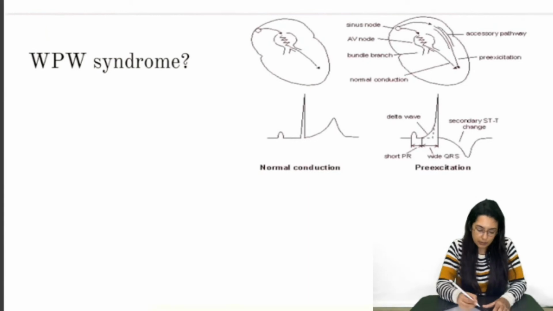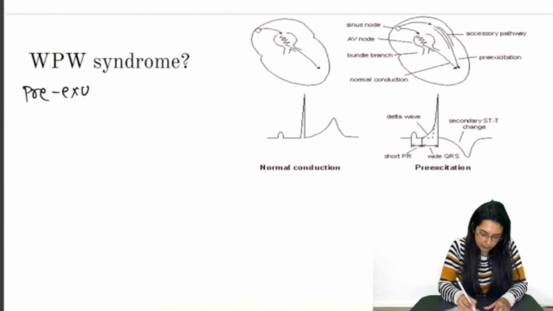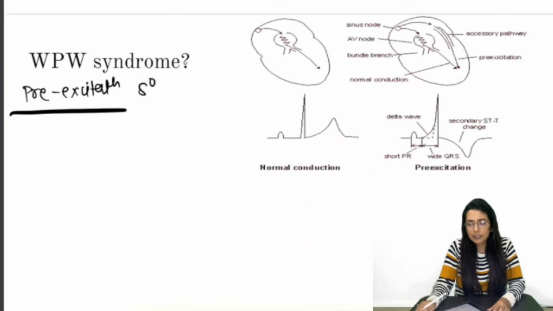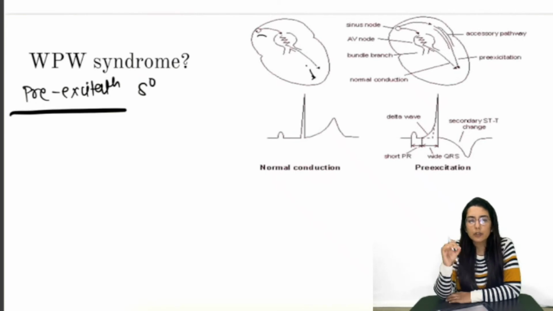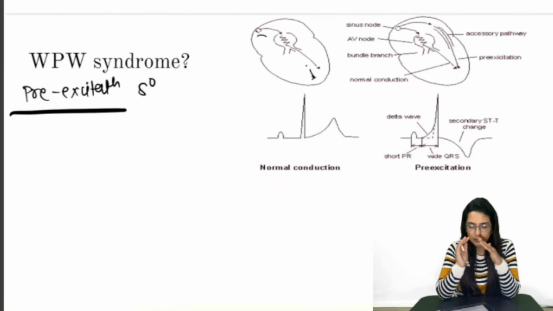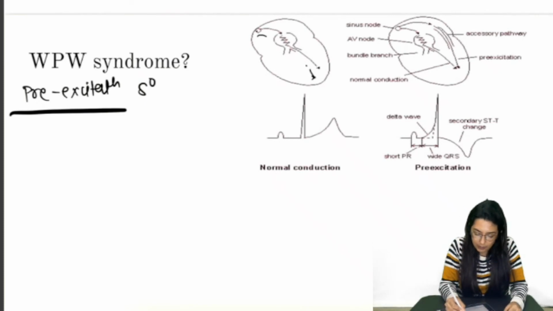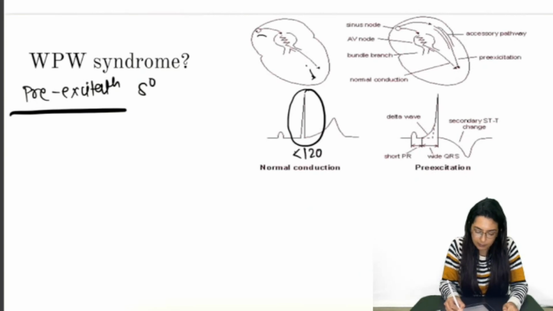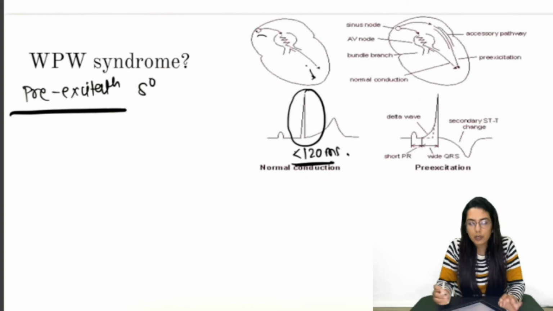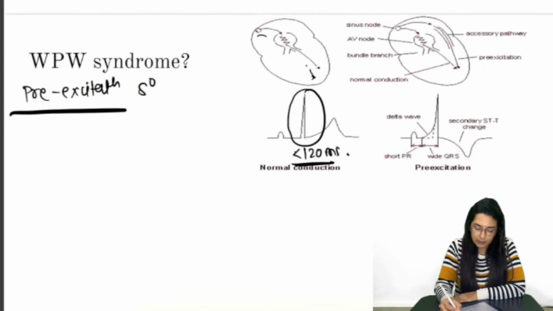So what is WPW syndrome? It is a pre-excitation syndrome. What does pre-excitation mean? As you can see on the diagram here, normally the depolarization or the impulse goes from SA node to the ventricle through the AV node. As I told you in the previous video also, the AV node is needed for proper conduction of the impulse. Whenever the impulse goes from SA node to AV node, QRS complex is less than 120 millisecond. That is a normal QRS complex duration. But whenever it goes from anywhere apart from the AV node, it will be a wide QRS.